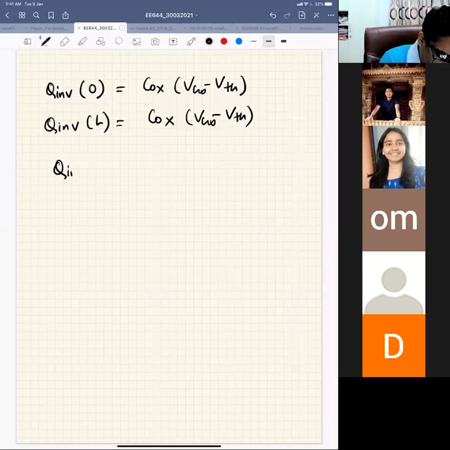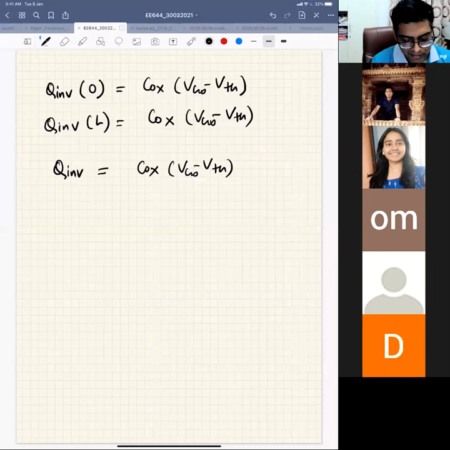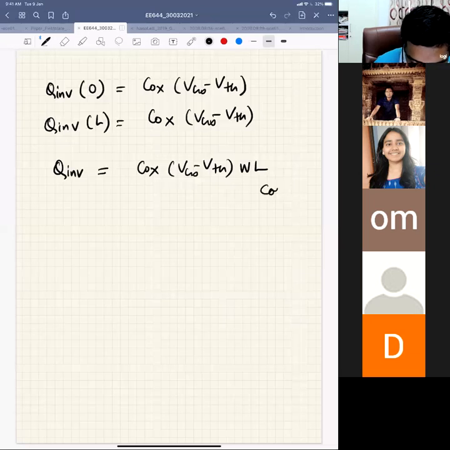If I want to write down the total Q inversion, it equals Cox (VGS minus VTH) times W times L. So this is the total Q inversion, and its unit is Coulomb.